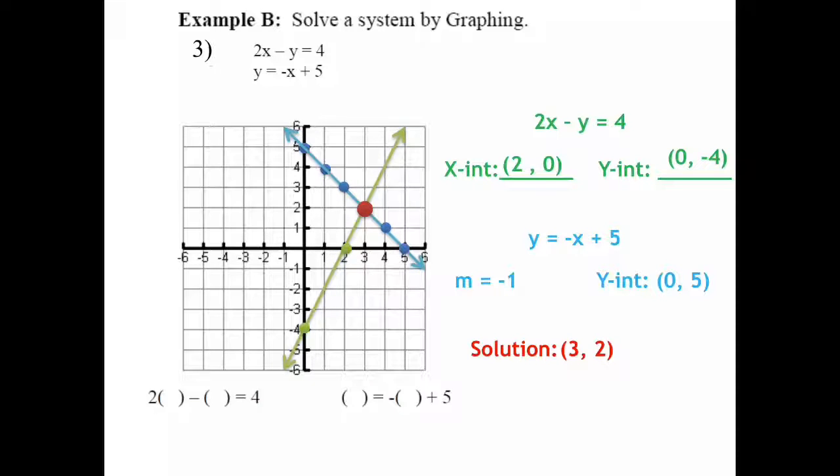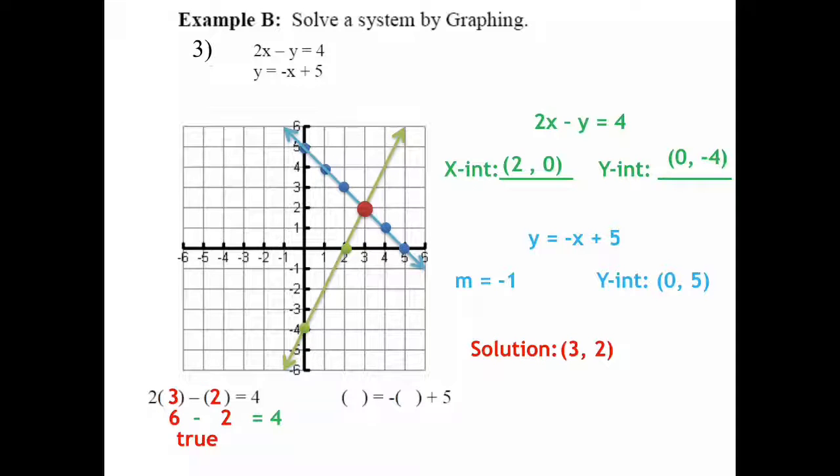Now step 3 asks you to check your solution. It's really easy to do that because all you need to do is plug in 3, 2 into those equations. So we're going to go ahead and plug it into the first one. So it's going to be 3 here and 2 here. Plug that into your calculator. You wind up getting 6 minus 2, which is true. So 6 minus 2 equals 4, that's true.